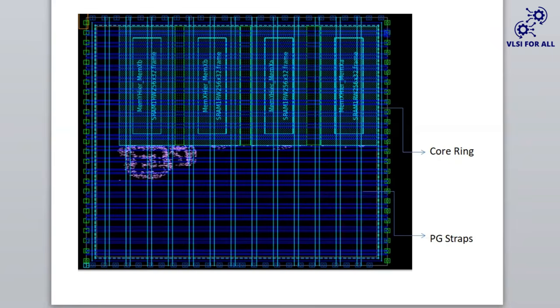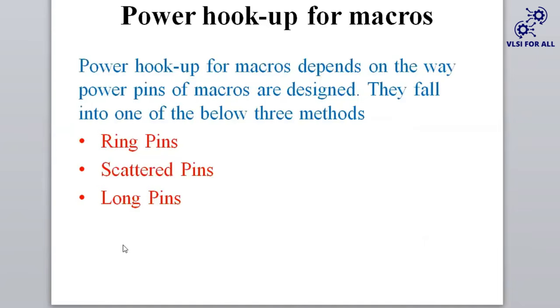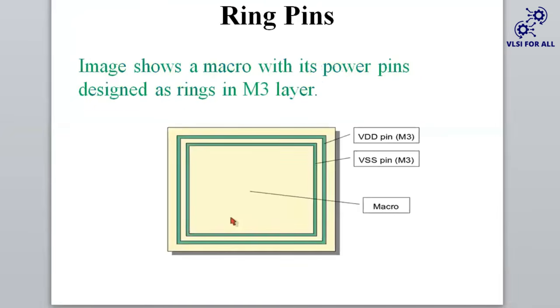Next, we'll go further. How are power hookups for macros done? Power hookup for a macro depends on the way the power pins of the macro are designed. They fall into one of three methods: ring pins, scattered pins, and long pins. Let's see how this happens. Ring pins: the image shows power pins designed as rings in the M3 layer. As I showed you, the rings will be around the chip.